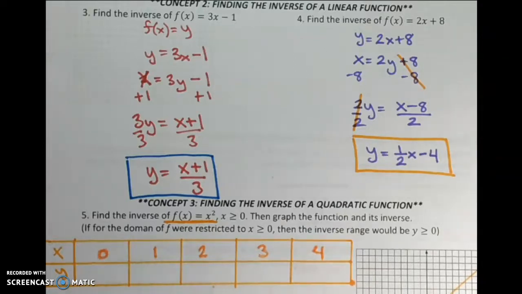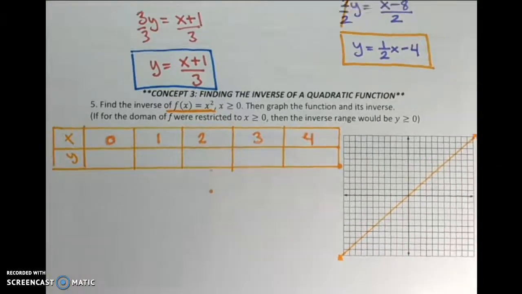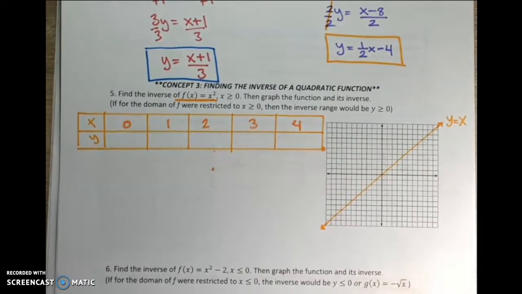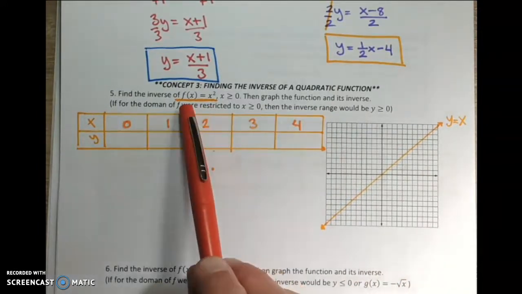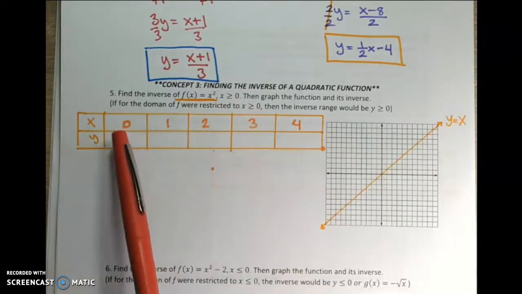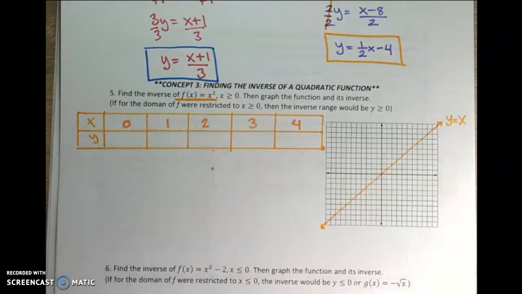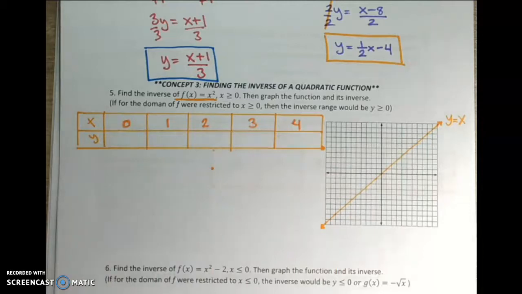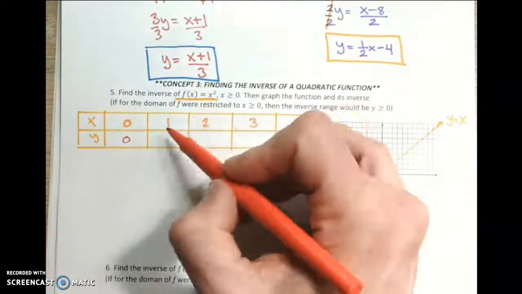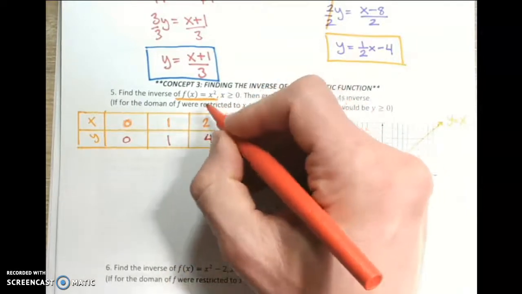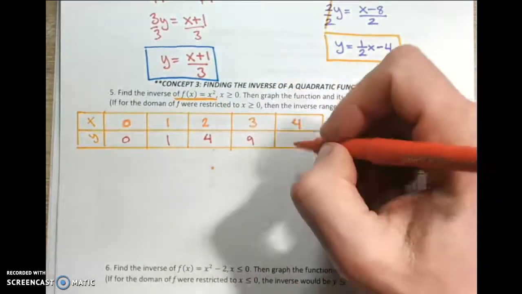Okay, so I'm going to scoot this down a little bit here. I'm going to squeeze it in a little bit. Okay, so we have this function, f of x equals x squared. I'm going to use where x is greater than or equal to 0, so I'm going to start with 0, and since it's exponential growth, I'm just going to use 1, 2, 3, and 4. Okay, so now 0 squared is 0, 1 squared is 1, 2 squared is 4, 3 squared is 9, and 4 squared is 16.